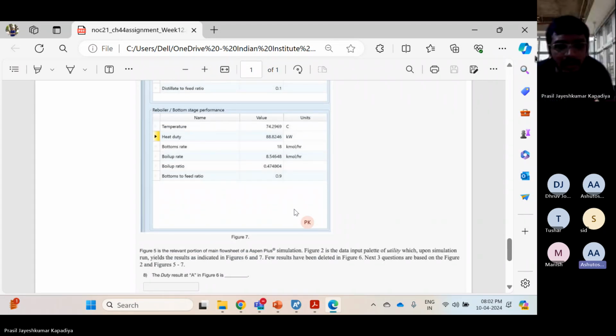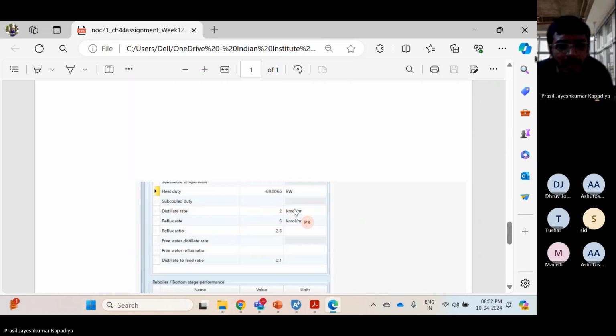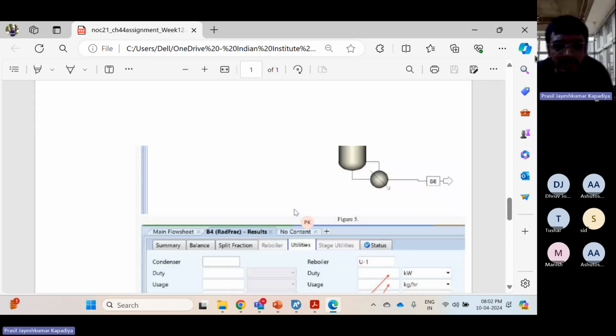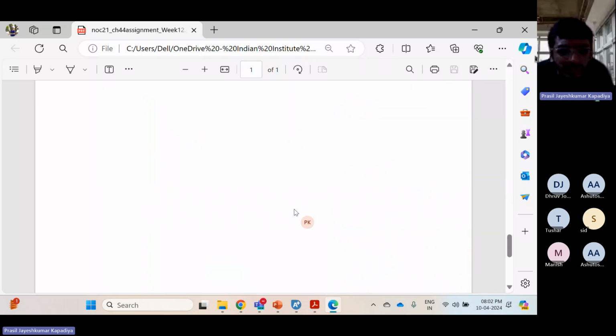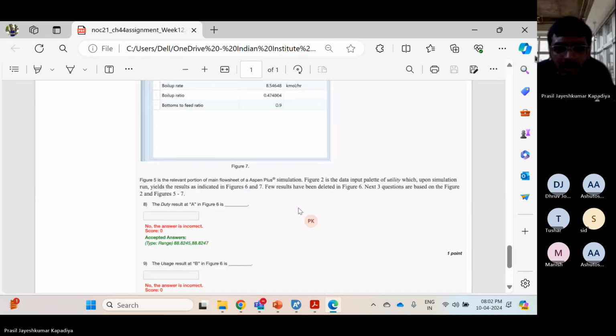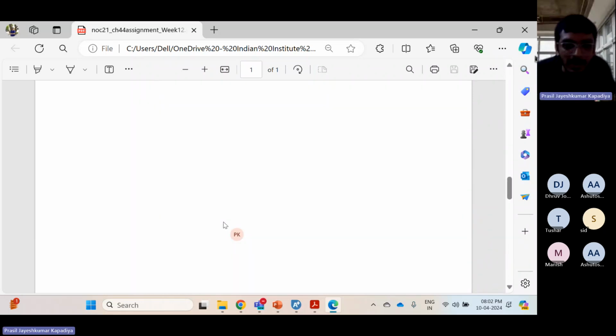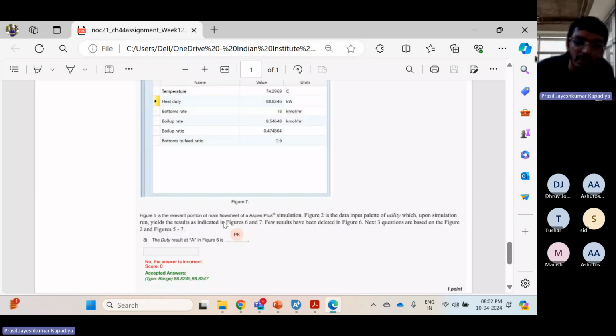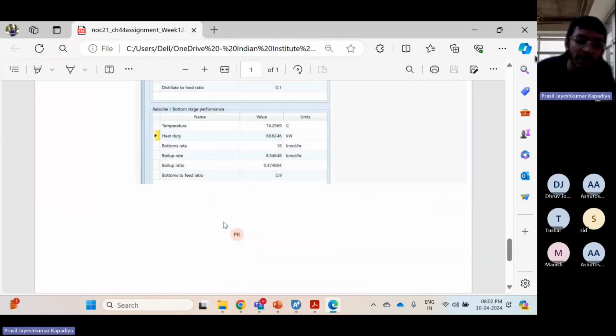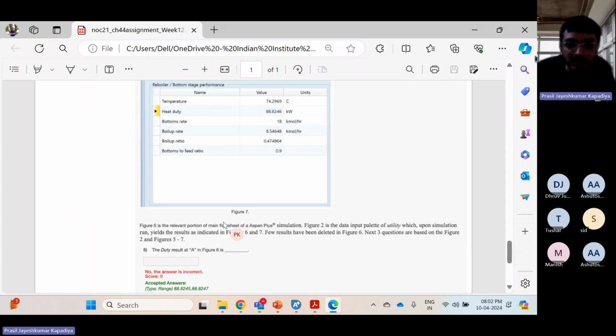50 megajoule per kg. The question is different, right? Wait. I think Figure 2, the utility data, will be the same for both, right? Figure 2 is the data input palette of utility. So from there only. It was 50 megajoule per kg, so similar calculation. And this one is 88 kilojoule per second.